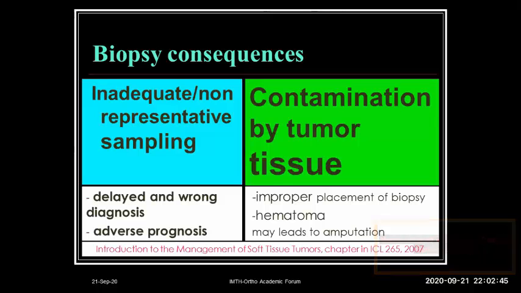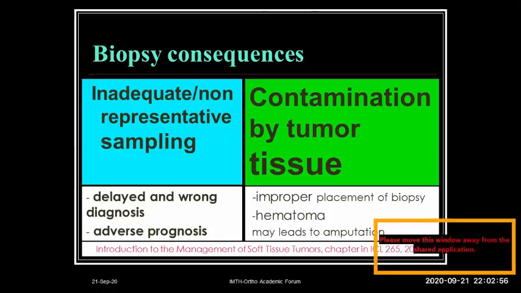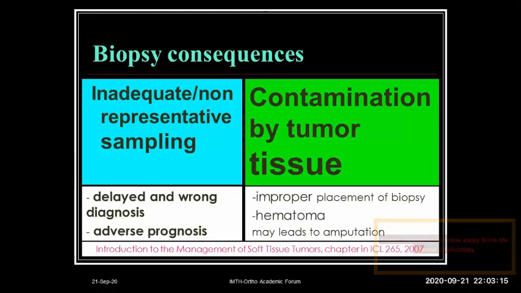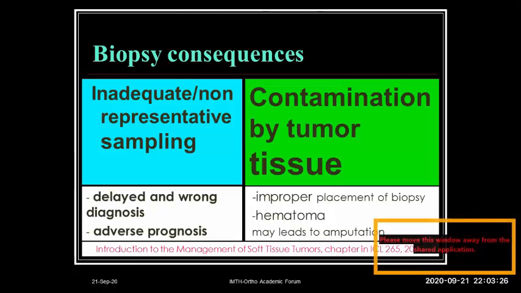But biopsies have consequences. If you take an inadequate biopsy, meaning you send a non-representative sample to the histopathologist, this could delay the main treatment, because you need to take another biopsy and send it back, and it will take about 2 weeks or so, and maybe it will give a wrong diagnosis, or end up with adverse prognosis, because multiple attempts of biopsies could make the bone very weak and end up with pathologic fracture, or contamination of tissues by the tumor, because of improper placement of the biopsy.